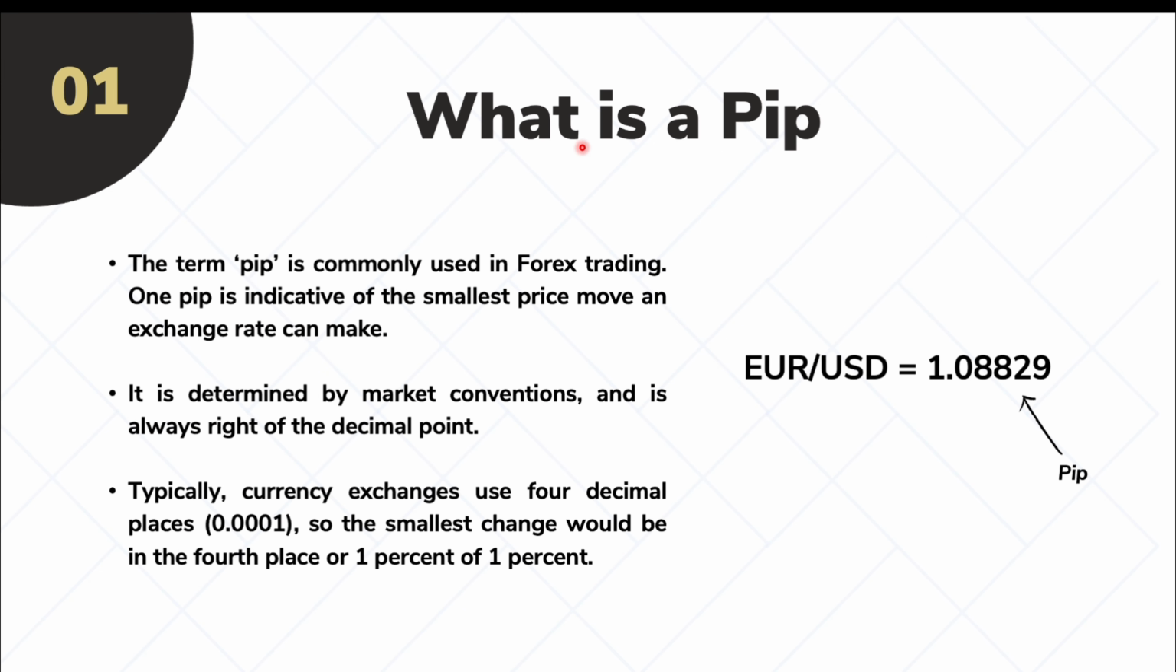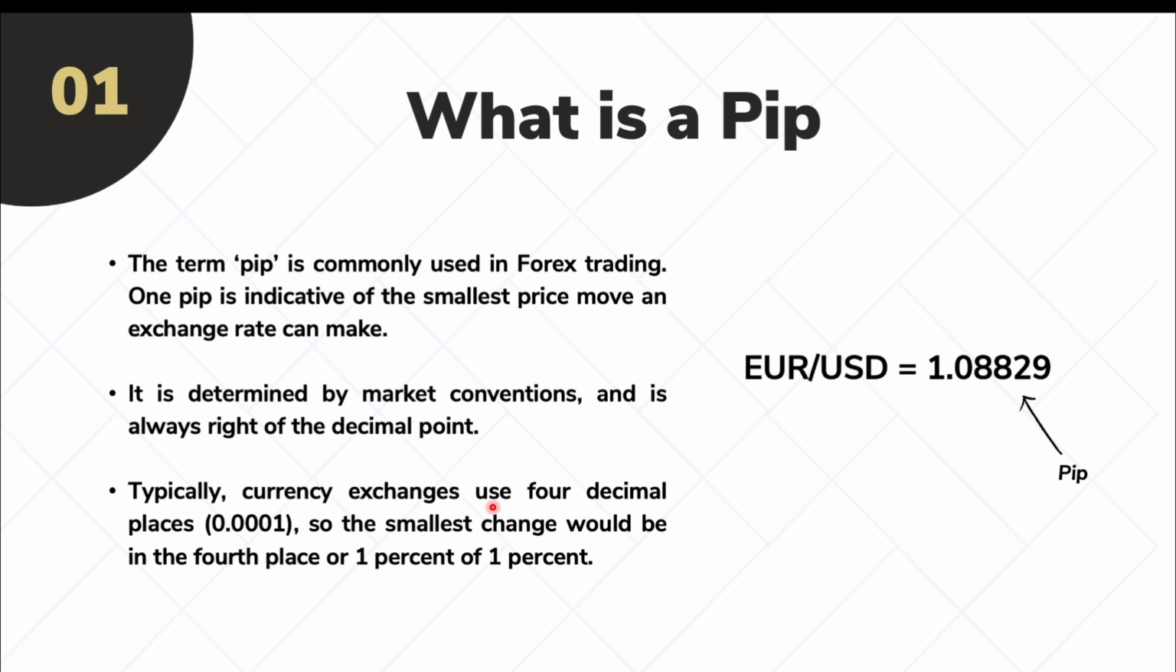First, let's talk about what a pip is. The term pip is commonly used in Forex trading, so with the Forex pairs, and 1 pip is indicative of the smallest price move an exchange rate can make. So if you want to go long, you want to collect pips. You want to take as many pips as possible, because the more pips you can grab or surf the wave with in the trading market, the more money you make. It is determined by market conventions and is always right of the decimal point.